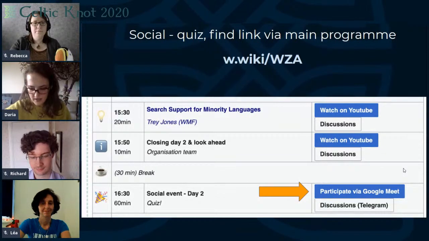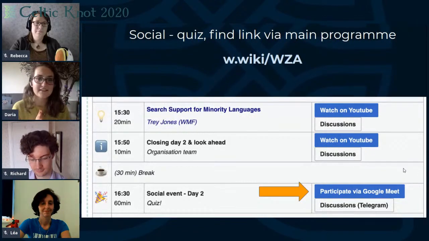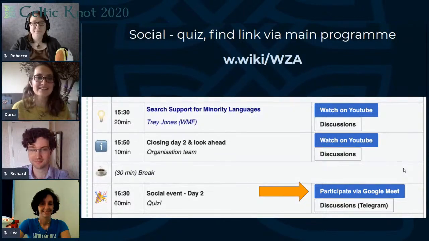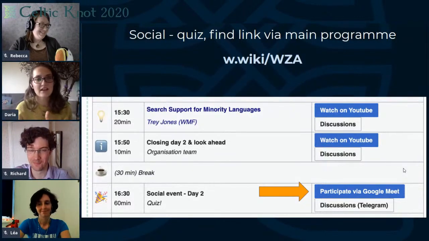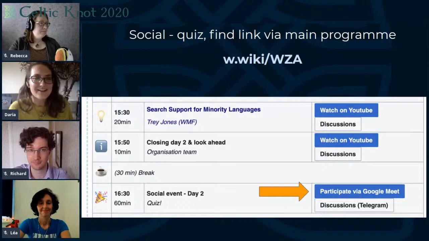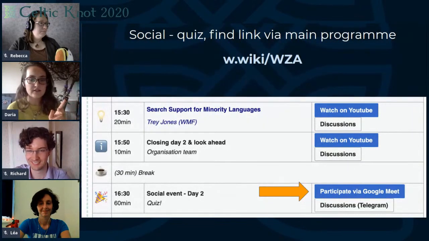Oh, and also a soft launch. The social is run by Jan Harald, who is from Wikimedia Norway, and Wikimedia Norway is going to be hosting our next Celtic Knot conference. We haven't made any noise about this yet, but this is something that's hopefully in the works. And if we are able to have an in-person event by next year, that's where it should be. We're traveling far north.